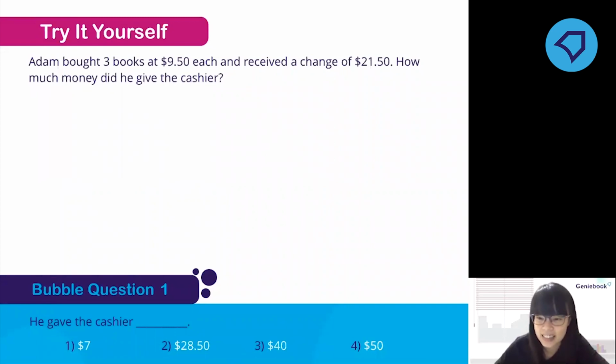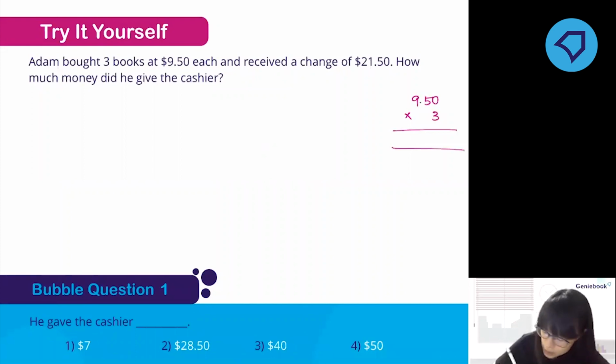Okay, $9.50, you can always take it like that and multiply by 3 first. And then, of course, you have your decimal point. Just make sure that your decimal point is here. Remember, in money, we will always have 2 digits at the back. Okay, can you guys give it a try?